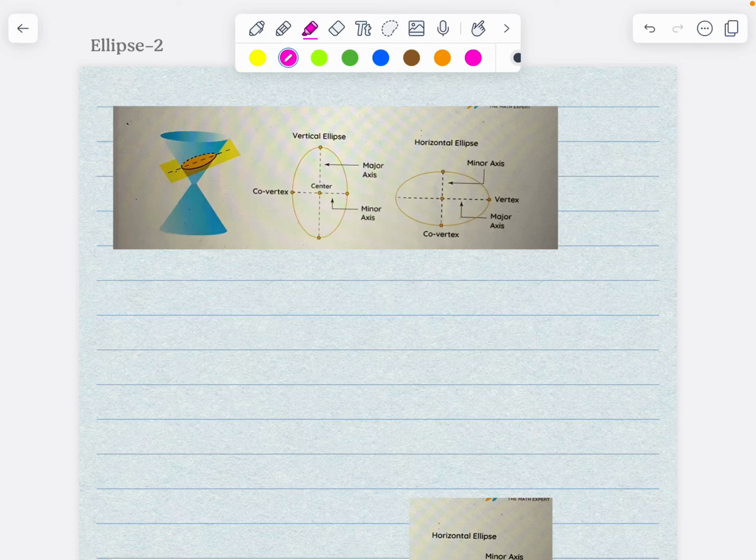Okay, so we're going to continue the ellipse and see what kind of questions you can expect on your test. So let's briefly go over everything again. You have two kinds, the horizontal ellipse and the vertical ellipse, and every ellipse has two axes of symmetry. You have what is called the major axis and then the minor axis.